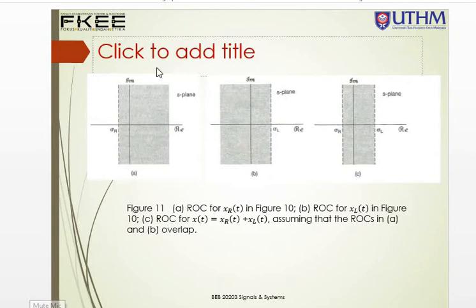This figure clearly shows that this is the right-sided plane for property 4, to the right side. And B is a left-sided plane, so it's property number 5. Property number 6 is in the middle.